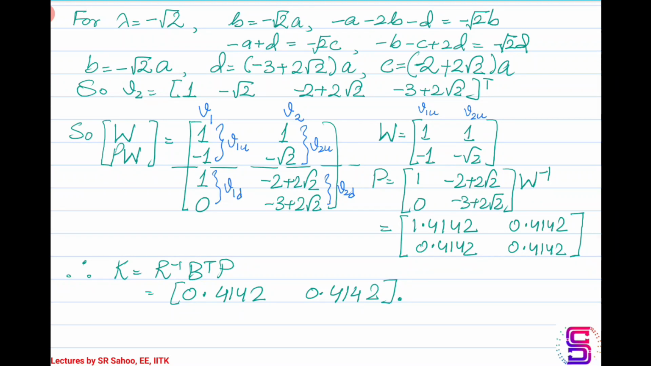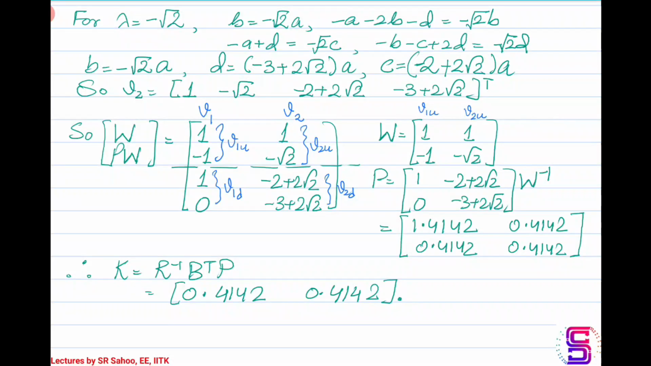Okay, so now K is what? K is nothing but R inverse B transpose P. So if we substitute the value of R, B and P, we get K to be equal to this particular matrix. So we'll stop here with this example. Thank you.